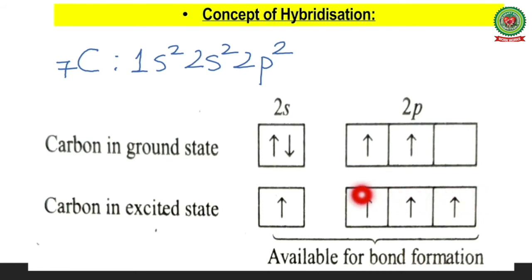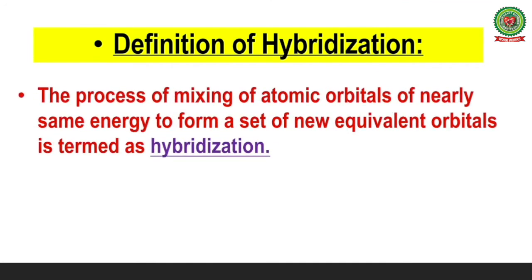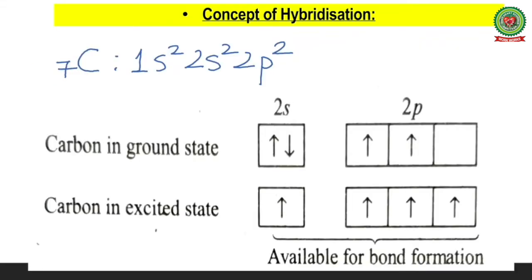Now, these orbitals that are being formed will be of similar energy. Okay. And this concept has given rise to hybridization. Now, what is hybridization? The process of mixing of atomic orbitals of nearly the same energy to form a set of new equivalent orbitals is termed as hybridization. So, in the case of carbon, 2s and 2p have mixed up and formed orbitals of equal energy.